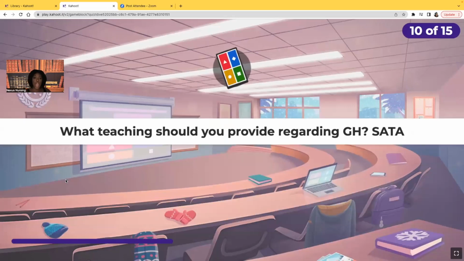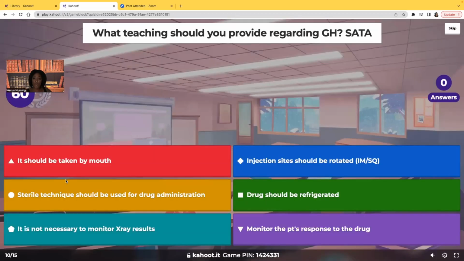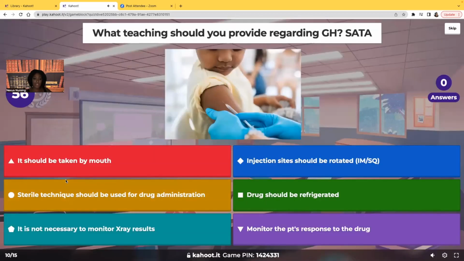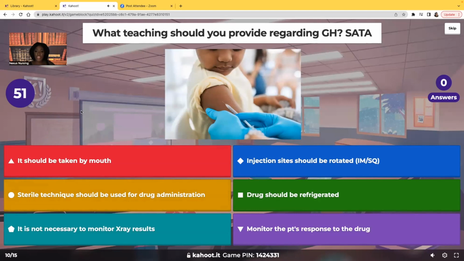Select all that apply. What teaching should you provide regarding growth hormone? Oh, I didn't know that was a question. I forgot. Let me move this for you. It should be taken by mouth. The injection sites should be rotated. Sterile technique should be used for drug administration. The drug should be refrigerated. It's not necessary to monitor X-ray results. Monitor the patient's response to the drug. This is a select all that apply, so make sure you treat each option as true or false to get it correct, as long as you know the answer. You increase your chances of getting it correct when you use the true or false method for select all that apply.